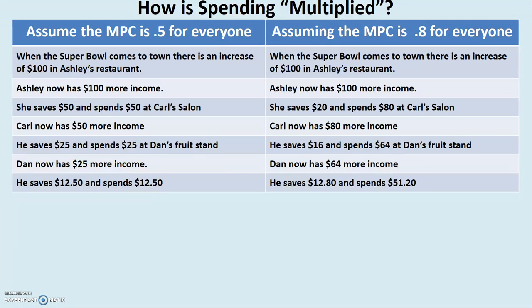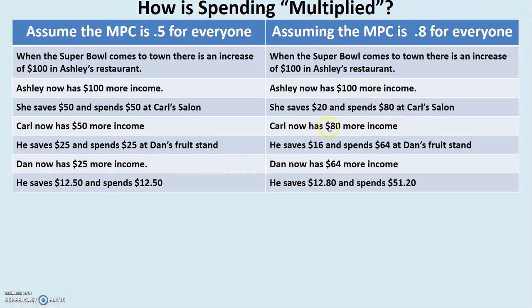Well, in the same set of conditions, assume that the MPC is 0.8 in this town now. So you're going to spend 80% of what you take in. Here's how big of a change it can be. Ashley takes in that $100 at her restaurant from people who are spending money at her restaurant. She's only going to save $20 in this case and spend $80 getting her hair done at Carl's salon.